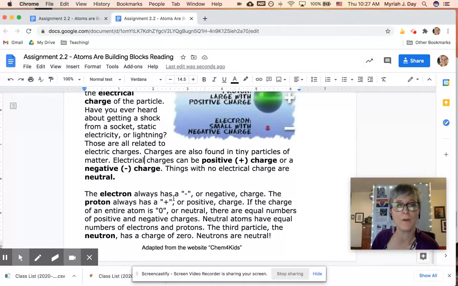An electron always has a minus or a negative charge. The proton always has a plus or positive charge. If the charge of an entire atom is 0 or neutral, there are equal numbers of positive and negative charges. Neutral atoms have equal numbers of electrons and protons. The third particle, the neutron, has a charge of 0. Neutrons are neutral. And that's all you need for this reading.